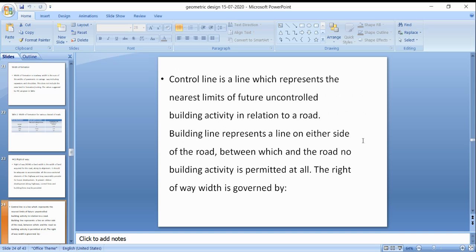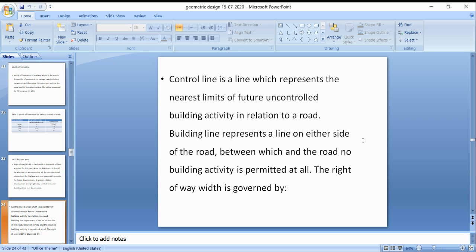So afterwards it will become difficult to take the land. So in that we have seen the control line and the building line. What do you mean by the control line? Control line represents the nearest limits of future controlled building activity in relation to the road. If the road is coming, the buildings will automatically develop at that location, and we will lose future control. So there should be a nearest limitation, from here to here, that the land belongs to the road.